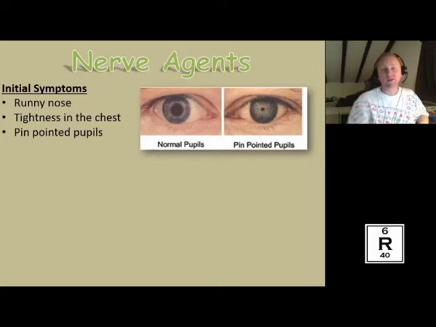Initial symptoms of nerve agents are runny nose, tightness of the chest, and the one that we talk about most often when we're detecting nerve agents is pinpointed pupils. If you understand what we just talked about, that the acetylcholine is not going to be broken down, a muscle you have that's very, very sensitive is the iris of your eyes. So that will constrict and it won't be able to relax, and you'll get these pinpointed pupils. Now, this is the initial symptom for a small dosage, because your whole body isn't really locking up yet, but your eyes will probably do this a little quicker than anything else.